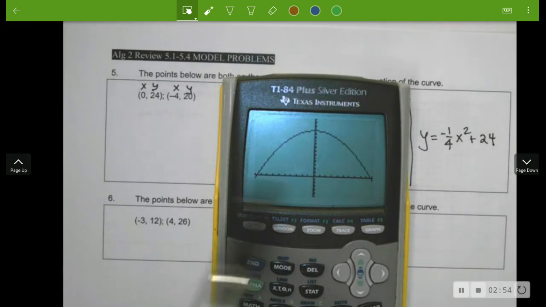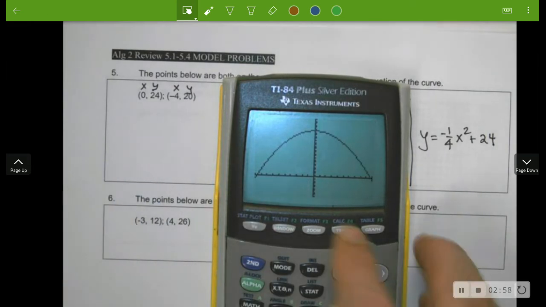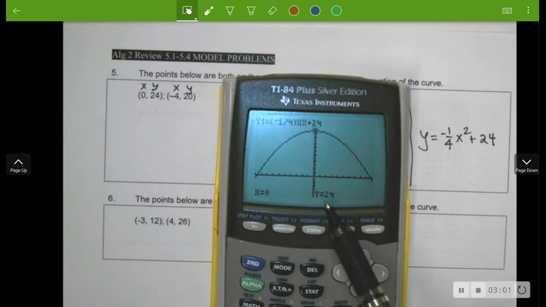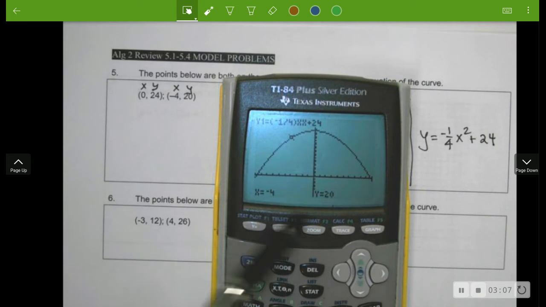And the way I'm going to check this is by tracing to see if these 2 points are there. So I'm going to hit trace, and right away 0, 24 pops up. And I'm going to hit -4 enter and see if -4, 20 is also on the graph, and you can see it on screen there. So we know that we've done this one correctly.